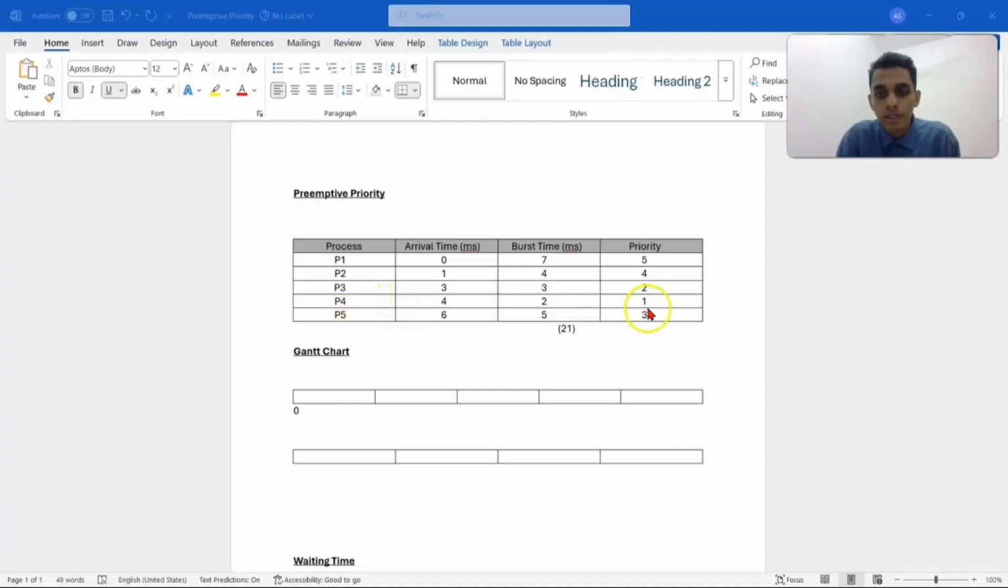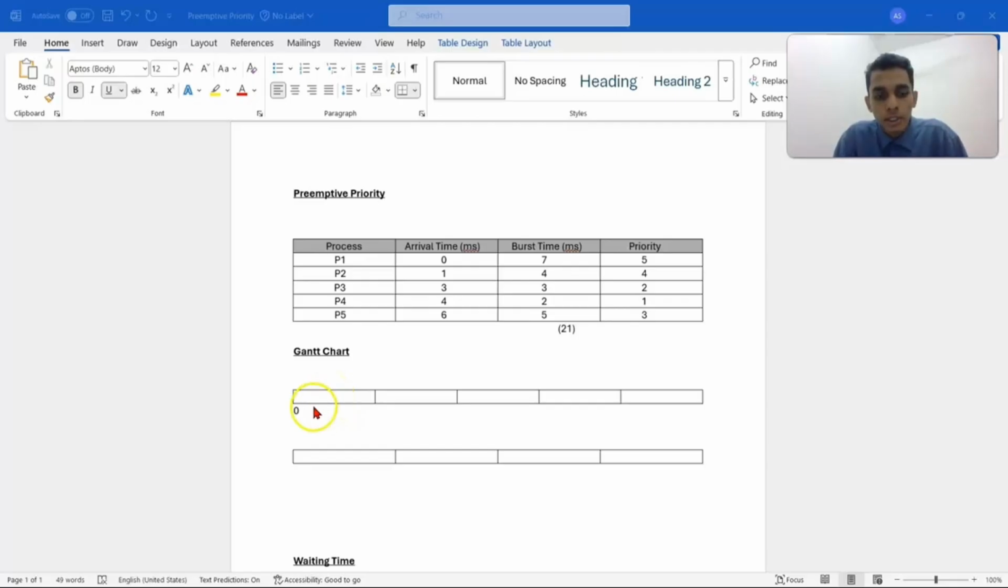So you can see here P4 has the lowest number at 1, and so it has the highest priority among all the other processes. And now we'll begin constructing the Gantt chart. Before we construct the Gantt chart, we first calculate all the burst times and add them up together. So we'll add up 7 plus 4 plus 3 plus 2 plus 5, and it will add up to 21, which I'll put here as a note.